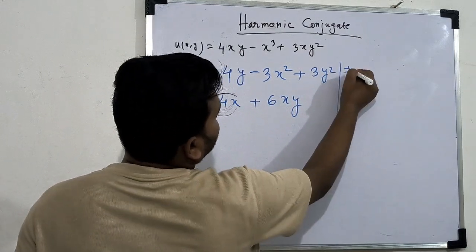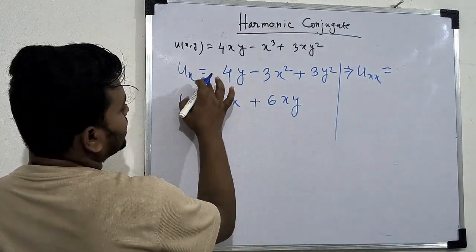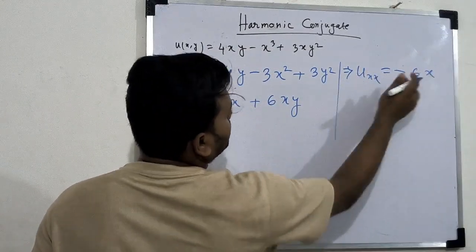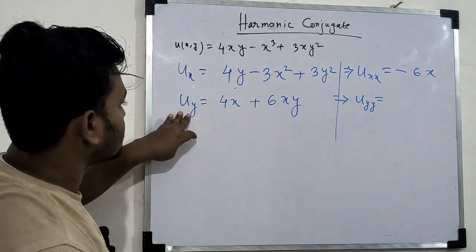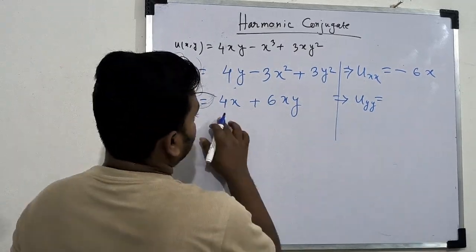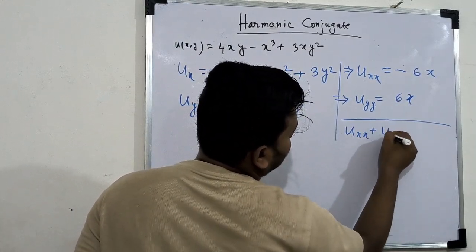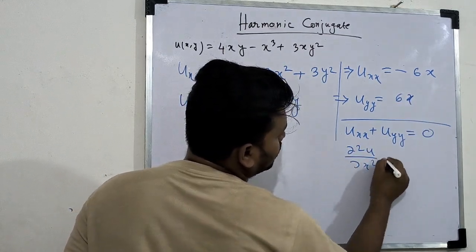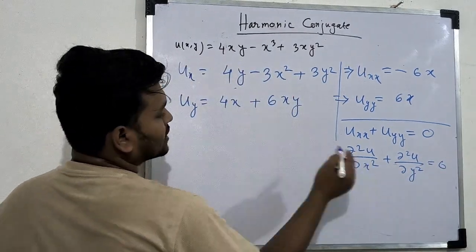Then we find the double derivative with respect to x. Differentiating ux again with respect to x, we get minus 6x. From uy we find uyy, differentiating with respect to y, and we get 6x. So we get uxx plus uyy equal to 0, that is, del 2u del x2 plus del 2u del y2 equal to 0. This is the Laplace equation, so u satisfies the Laplace equation.